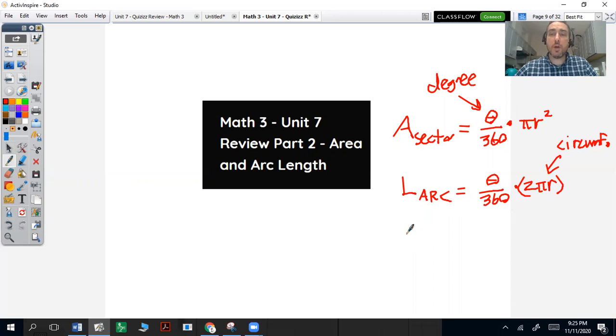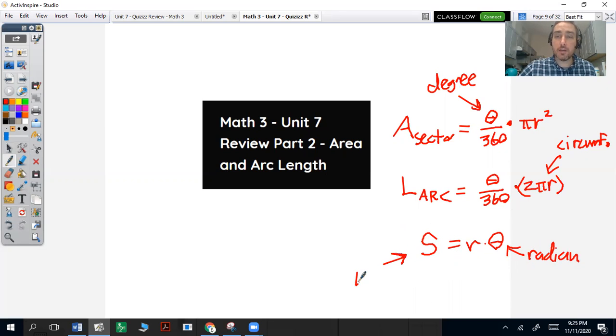And then we also have the arc length in radian measure. So we usually say S equals the radius times the radian measure, r theta. And so this is going to be radian, not degree. So you have a couple questions that deal with radians. And then S still stands for length, but I think they want to distinguish it between length of an arc and degree. So they usually use the S symbol. R still is the radius.